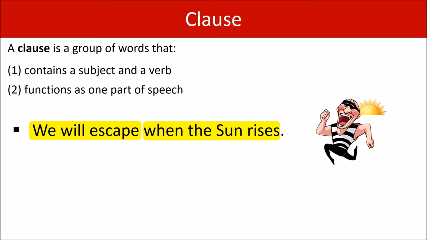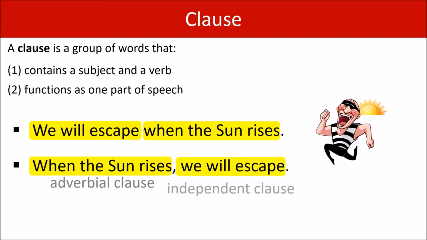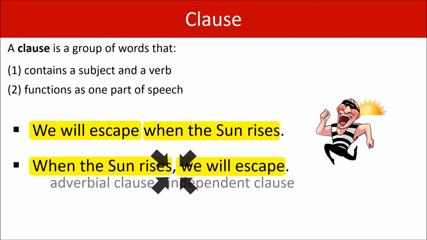There is something else I want to show you. Look at this similar sentence. When the sun rises, we will escape. This time, our adverbial clause is at the start, and our main clause is after the adverbial clause. And look at this. We now have a comma separating the adverbial clause from the independent clause. And this is a good practice when you have an adverbial clause in front of your independent clause, because it shows where the independent clause starts. Remember, the independent clause is the main clause. There is more on this on the lesson on adverbial clauses.